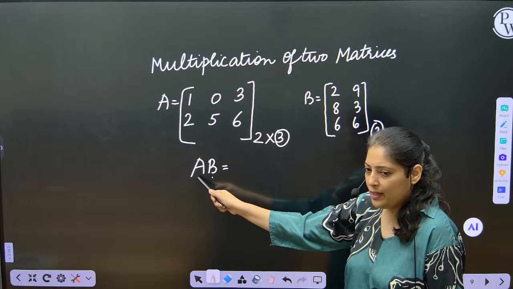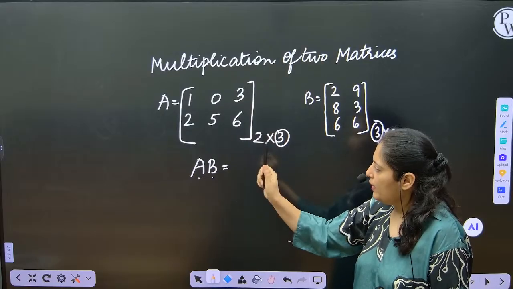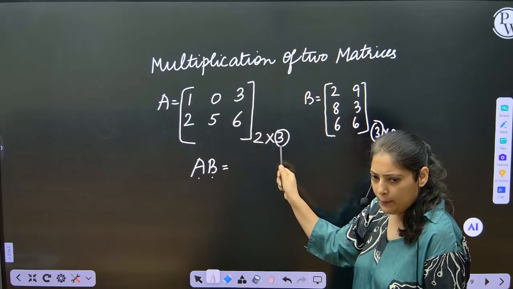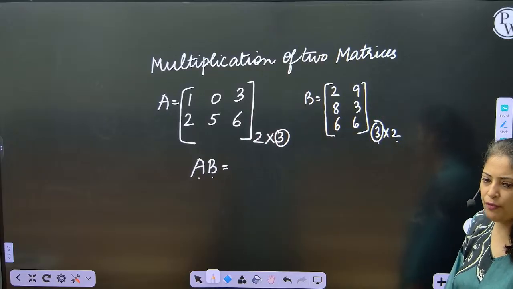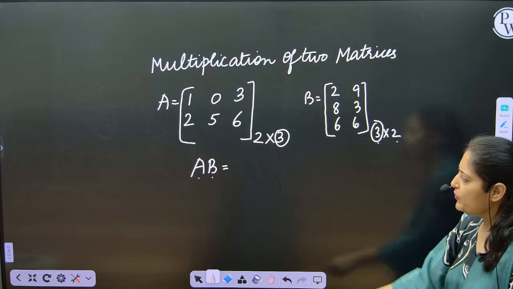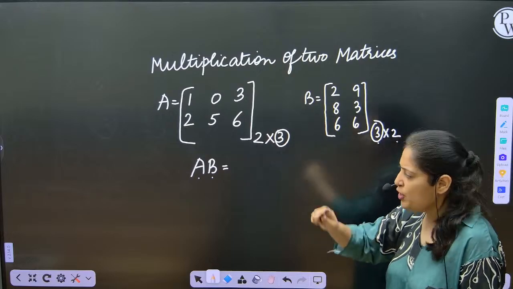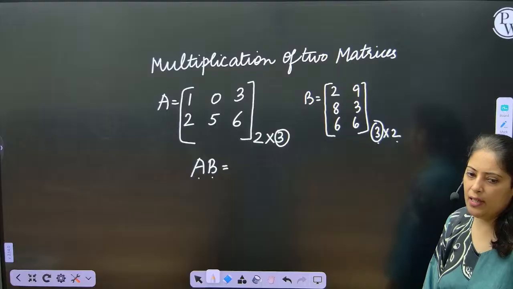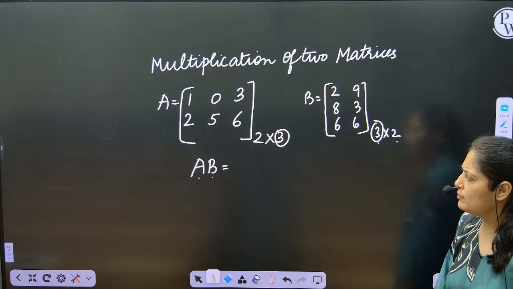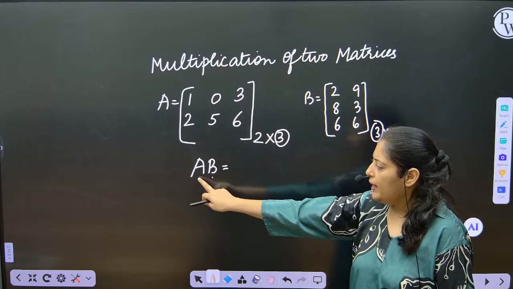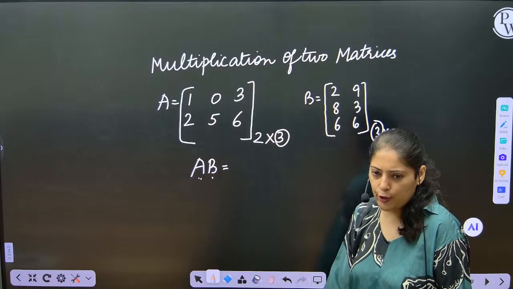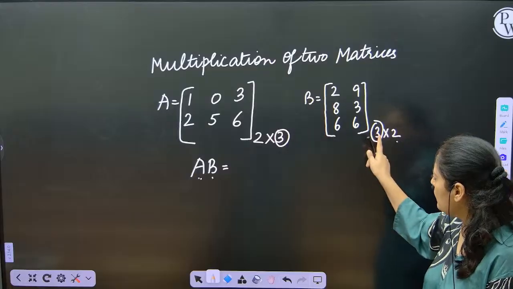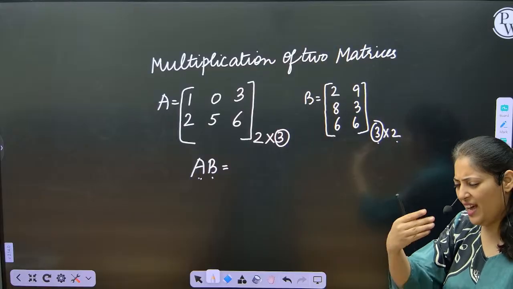First I have taken A column, B row. Number of rows, number of columns. Okay, so A's number of column should be equal to B's number of row. The second number should be equal to the first number. Anything, any language you understand.